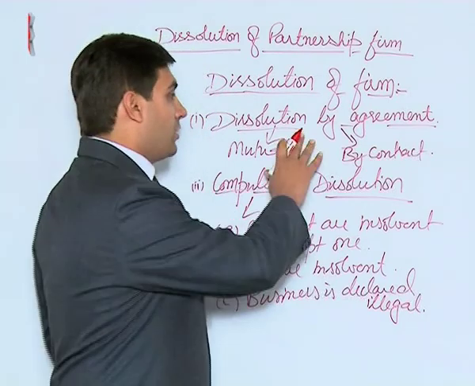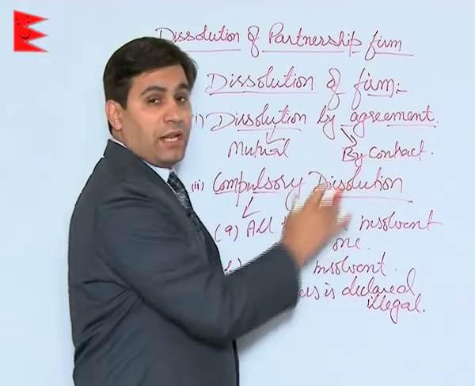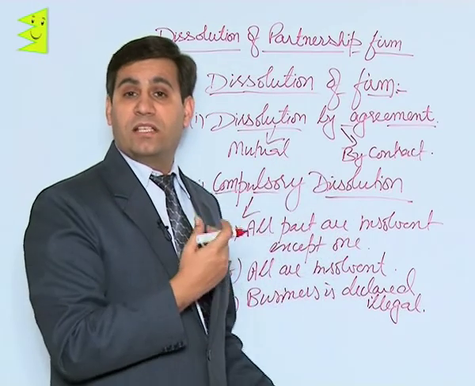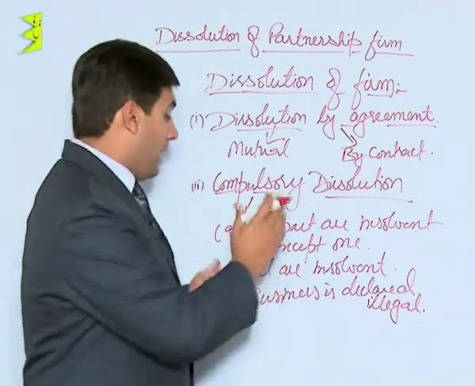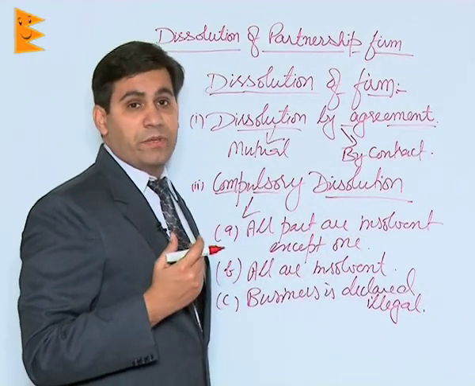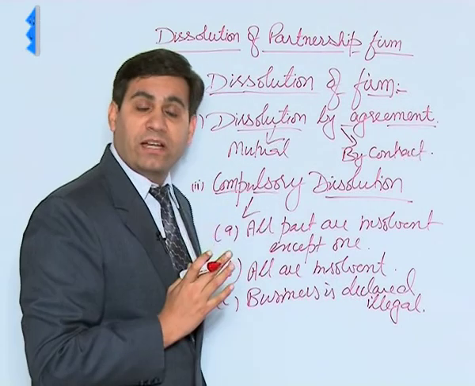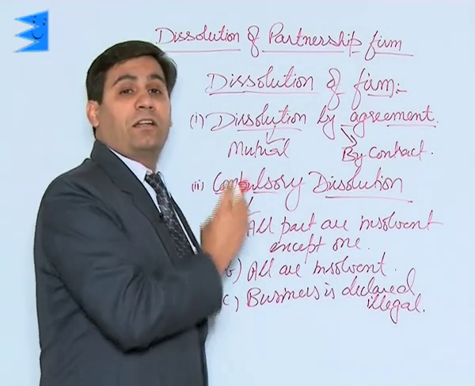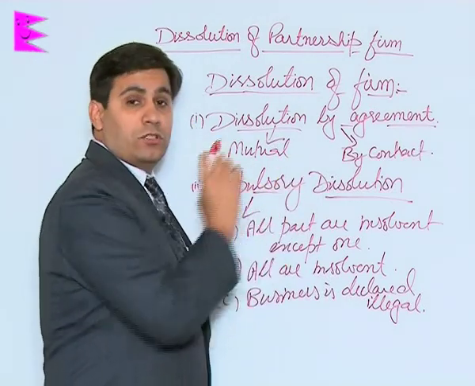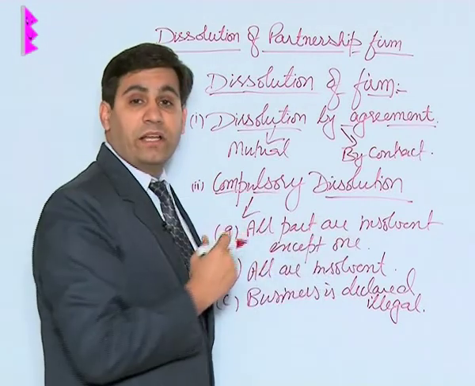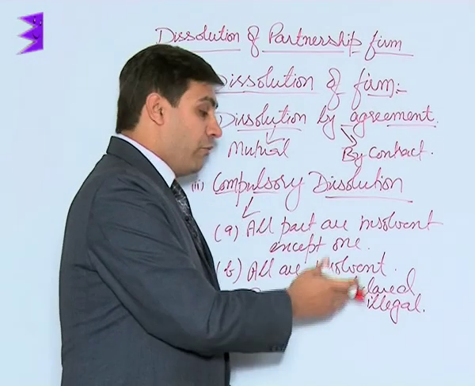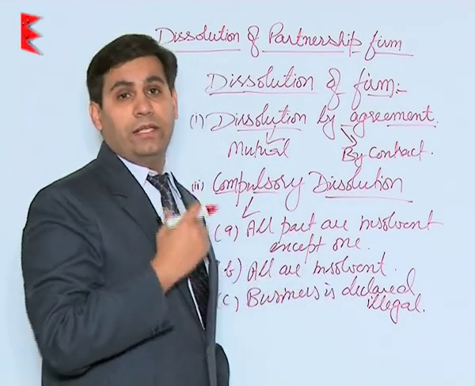So students, dissolution by agreement means by mutual agreement or by contract, whereas compulsory dissolution means when all partners except one are declared insolvent. One partner cannot run a partnership business. Hence, it loses the basic character of a partnership firm, right? So it would be dissolved. Then if all partners are declared insolvent, the creditors can force the firm to close. And lastly, when the business itself is declared illegal.